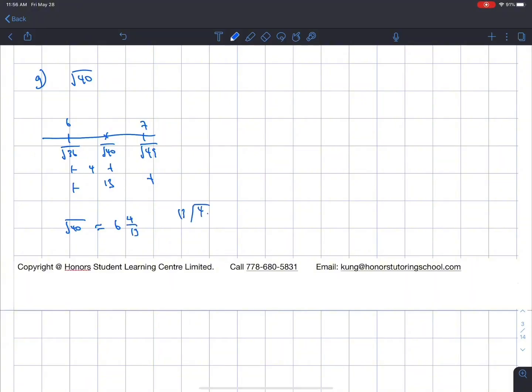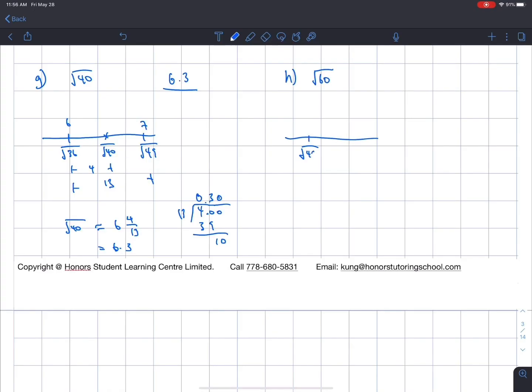4 divided by 13, add a 0.0, line up the decimal point. 13 times 3 is 39. And 13 goes into 10 0 times. So this will be 6.3. And again, we check with the calculator. And 6.3 is correct.